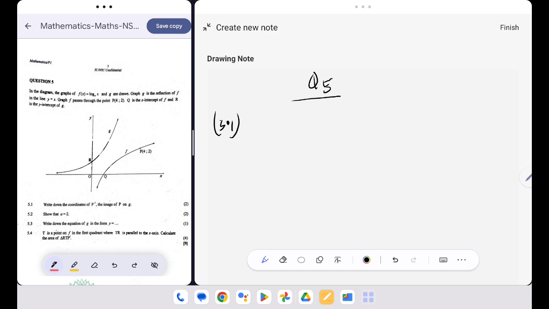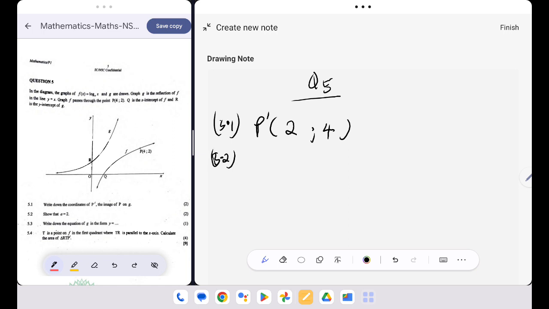So here, when they say 5.1, write down the coordinates of P, the image of P. Okay. So since P is a point on f of x, that means the image of P will be the inverse of the coordinates of P. I just need to swap x and y. So this will be 2 and this will be 4, because they said it's a reflection across the line y is equal to x. That means you just need to interchange the two.